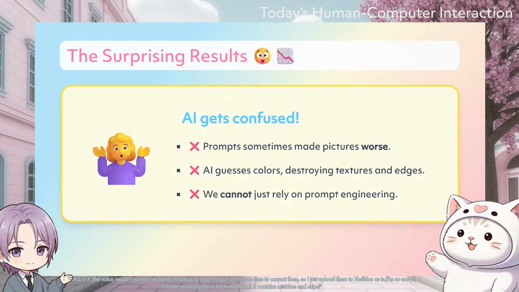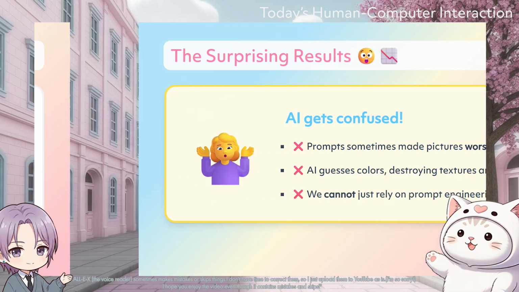The artificial intelligence models are not explicitly trained to understand the rules of human eyesight. We just guess what colors look good together. For categories with lots of colors, like flowers and candy, the artificial intelligence got very confused. It would change the colors in a way that completely destroyed the textures and edges. So right now, we cannot just rely on prompt engineering to fix color accessibility.